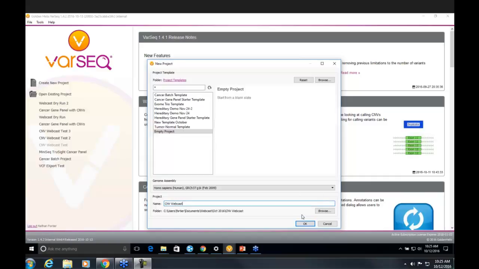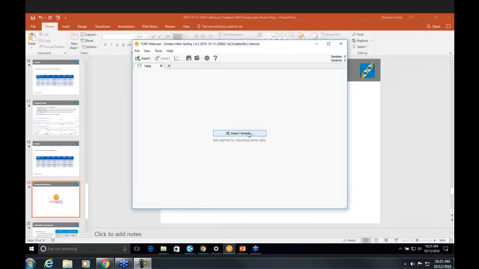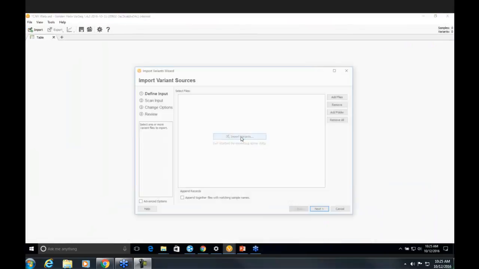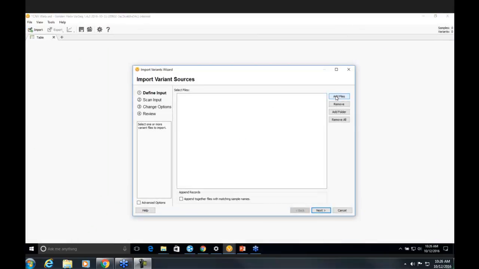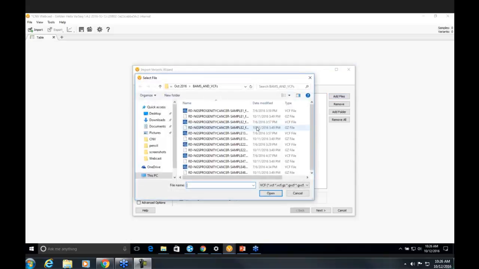So we'll provide a name for our project. And the first thing you're going to want to do when you create a VarSeq project is import variants into the project. So we'll select the variants for our samples.